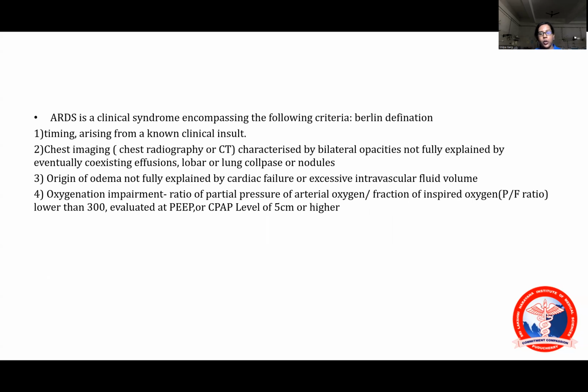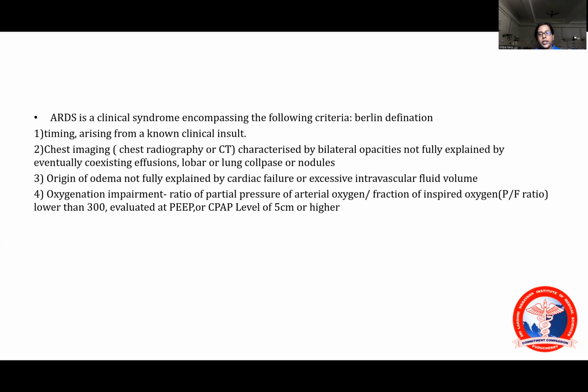Next, we came to a conclusion that chest imaging should contain the following criteria to call it an ARDS: bilateral opacities, not fully explained by any other coexisting effusions, lobar or lung collapses, or nodules. And then we also added some criteria to rule out cardiac failure features, which do not contribute to cardiogenic pulmonary edema, because ARDS is a non-cardiogenic pulmonary edema.